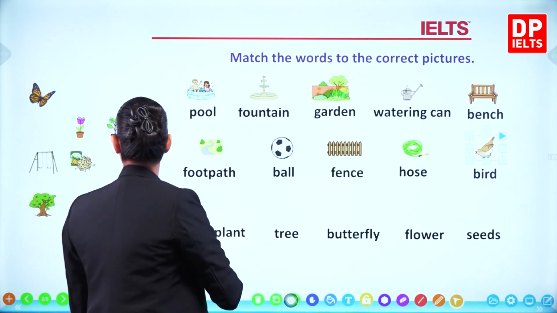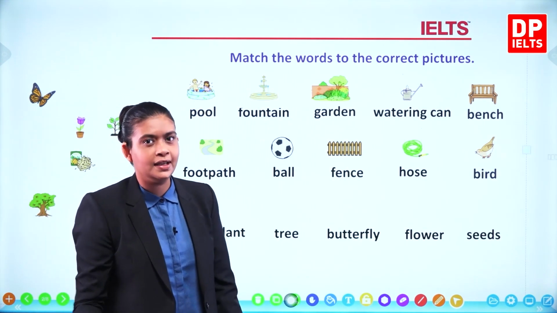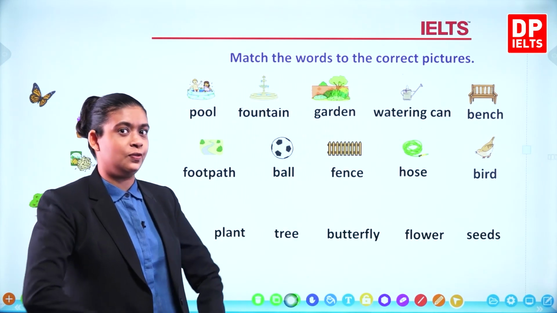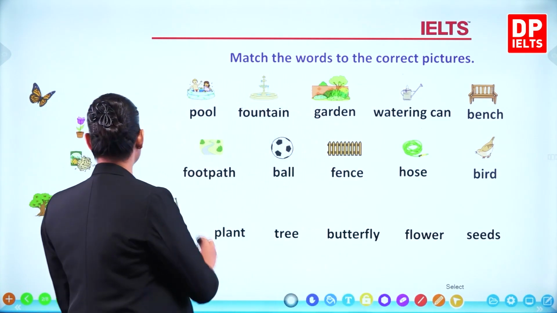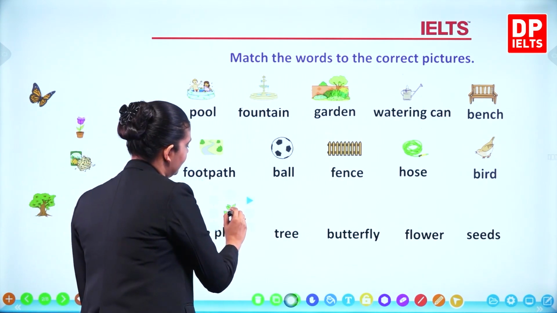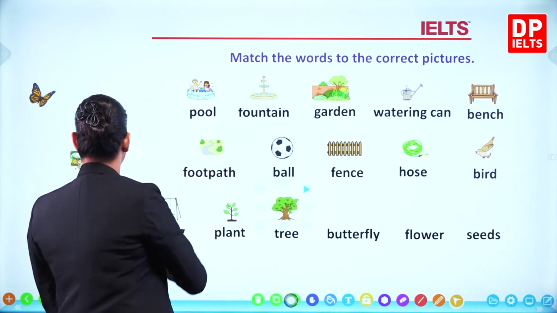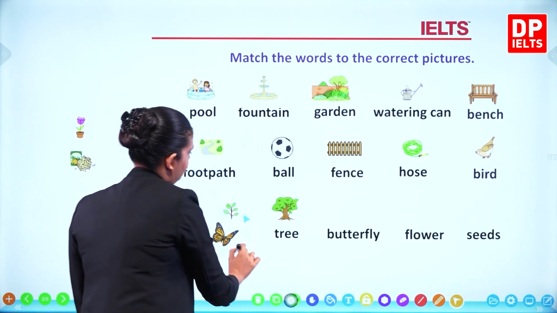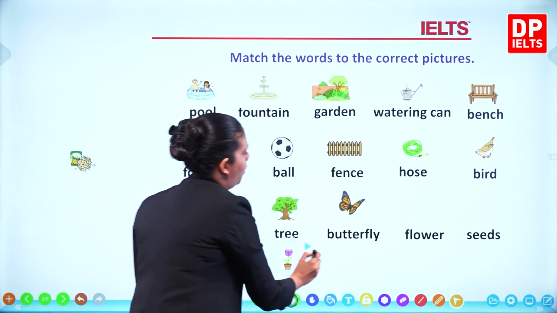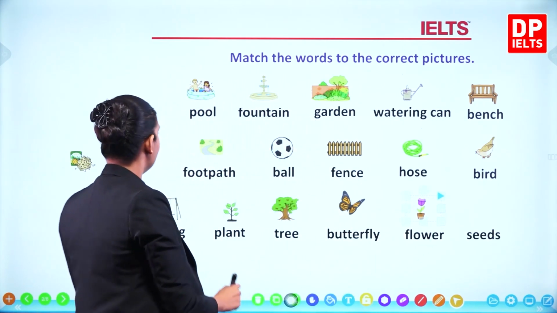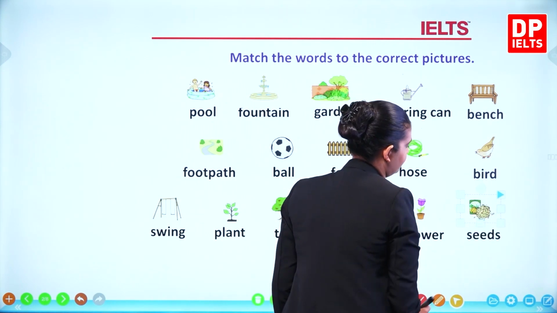Bird, one. Swing. Actually you find the swing in parks, right? But some people actually have it at home as well in their gardens. So if you have a big garden, you can have a swing, right? Next one is a plant. So at home we have many plants, and the bigger version of it is called a tree. A nice animal we see in our gardens is the butterfly. Flower, or we call them flower pots also, right? Here you go. Seeds, right? Seeds we usually use when we want to grow new plants, right?